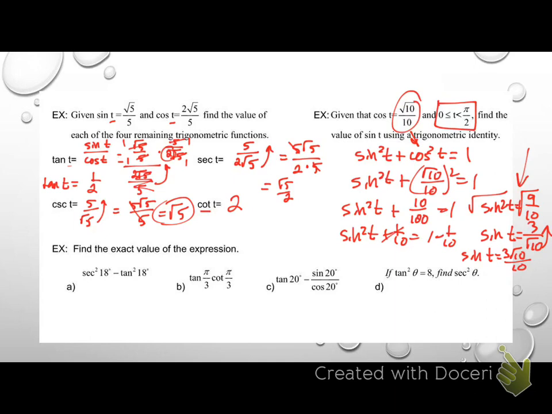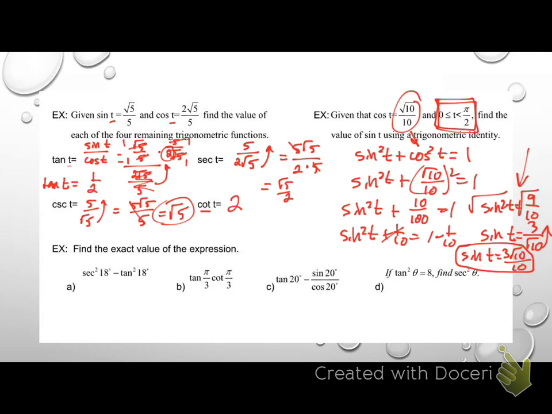Well, that's where knowing that the angle is between 0 and pi over 2 comes in handy. The angle being between 0 and pi over 2 means that we're in quadrant 1. Since we're in quadrant 1, that means that sine has to be positive. So we'll keep 3 radical 10 over 10 positive. Okay, so using all of our knowledge now of that circle, now, how to use some of these other identities.